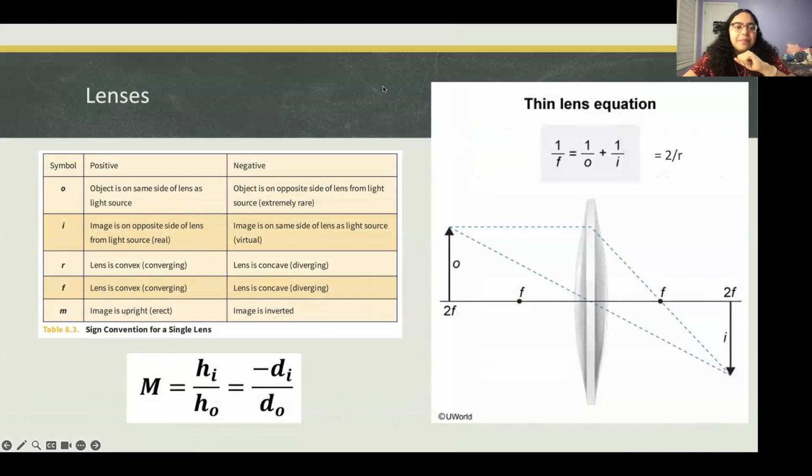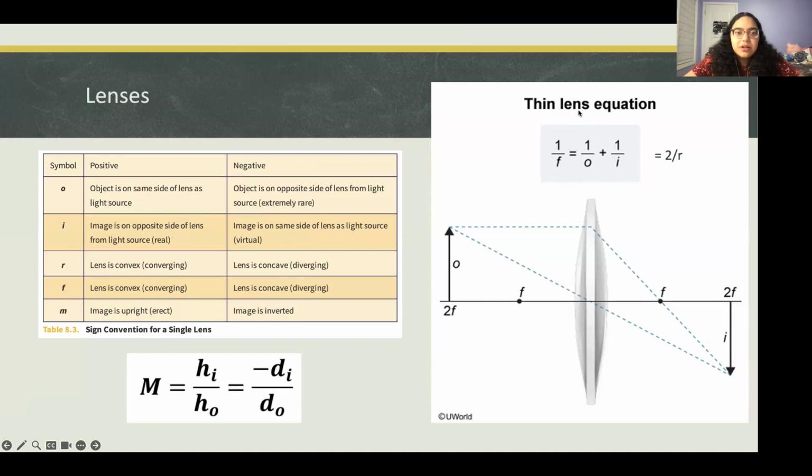Lenses are similar, but you actually flip the sign convention a little bit. A convex lens is converging and a concave lens is diverging, which is interesting. And then magnification is h_i over h_o, or negative d_i over d_o. So it's height of your image divided by height of your object, or negative distance of the image over distance of the object. You also have your thin lens equation, where 1 divided by the focal length is the sum of 1 over the object distance and 1 over the image distance.